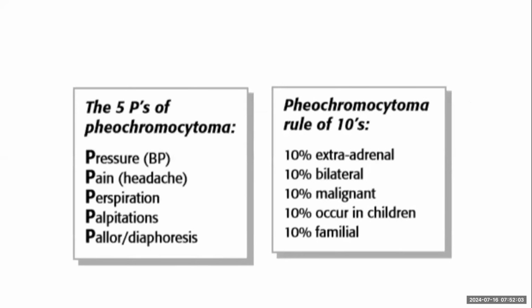So this slide shows the 5 Ps and the rule of 10. So the 5 Ps are relating to the clinical features of pheochromocytoma. So we have blood pressure, pain, that's headache, perspiration, palpitations, and pallor. Then for the rule of 10, the 10% are extra-adrenal, 10% are bilateral, 10% are malignant, 10% occur in children, even though some guidelines now quote 20%, and 10% are familial.